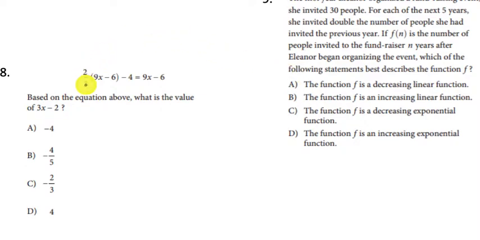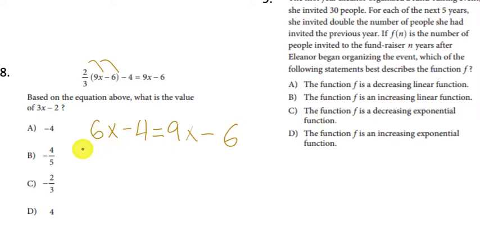Number 8, 2 over 3 times the difference between 9x and 6 minus 4 equals 9x minus 6. The first step is going to be to distribute the 2 over 3. 9 divided by 3 is 3 times 2 is going to be 6x. Negative 6 divided by 3 is going to be negative 2, negative 2 times 2 is going to be negative 4. And this is going to equal 9x minus 6.